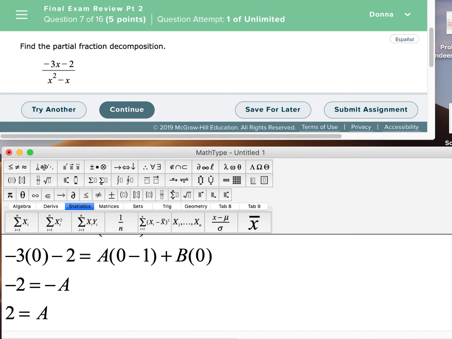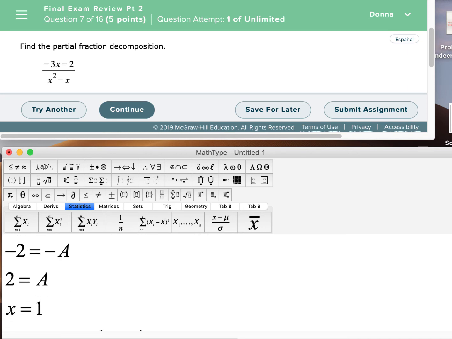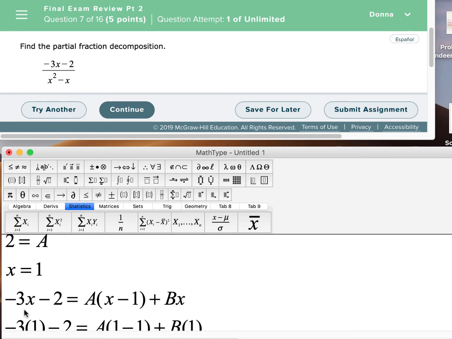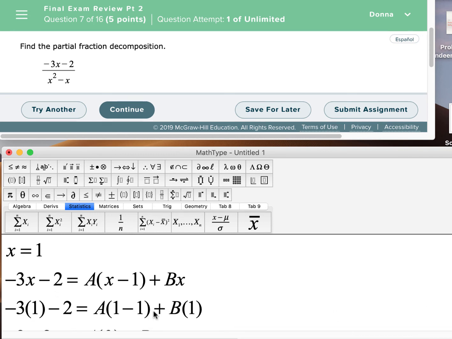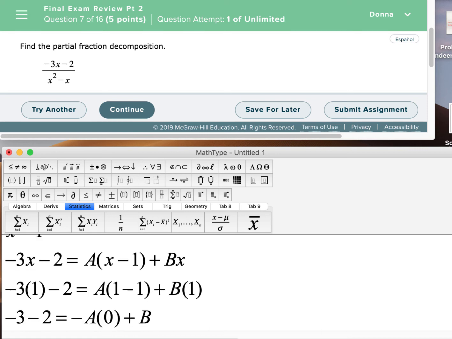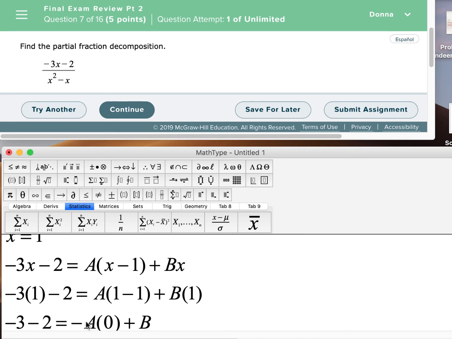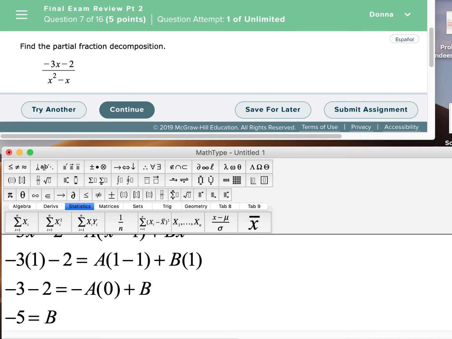Now we're going to let x equal the zero of the other distinct linear factor, so x equal to 1. And we have negative 3 times 1 minus 2 equal to A times 1 minus 1 plus B times 1. Simplifying, we have negative 3 minus 2 on the left, and then we have A times 0 plus B. And again, the other distinct factor had the x minus 1. That term is going to cancel, leaving us with negative 5 equals B.